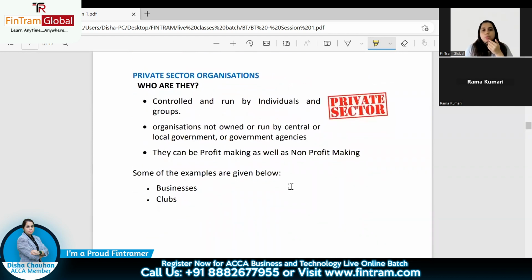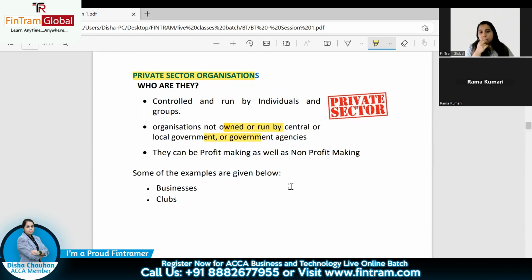Then, like the public sector, we of course have private sector organizations. Public sector, we just saw, is controlled by government. The opposite of that will be a private sector, which is controlled by just normal individuals or any normal group. These are those organizations which are not owned or run by any government or government agencies. They are run simply by individuals, maybe by me, you, and other people, any individual, or it could be a group.